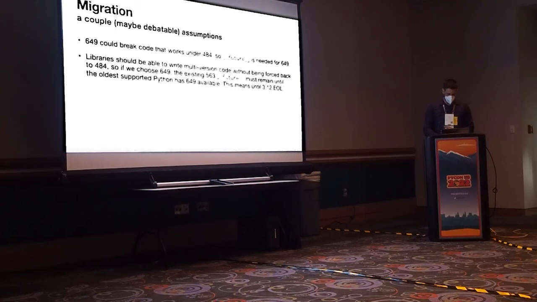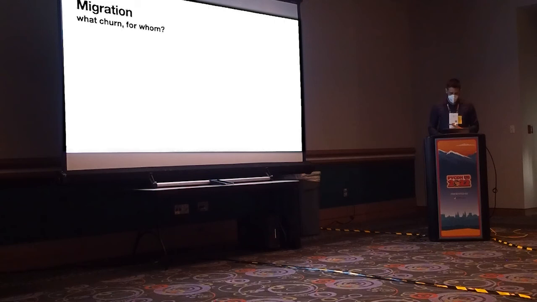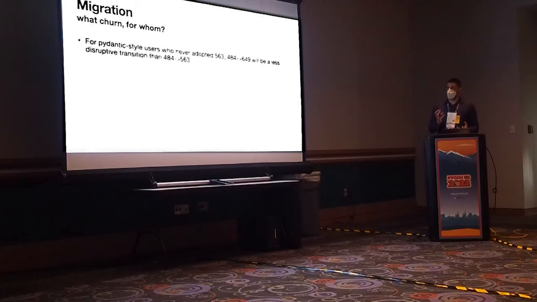So, given those assumptions, what does the churn look like of this migration and for whom? There's a very clear split here between different communities of users. For Pydantic-style users who've never adopted PEP 563 in the first place, migrating from 484 to 649 will certainly be a less disruptive transition than 484 to 563. As we discussed, the way that 484 and 649 look at runtime is very, very similar. Whereas 484 to 563, there's almost certain to be some issues, even if we do the improvement for nested scopes. So that community of users would definitely have a less disruptive transition if we go to 649.